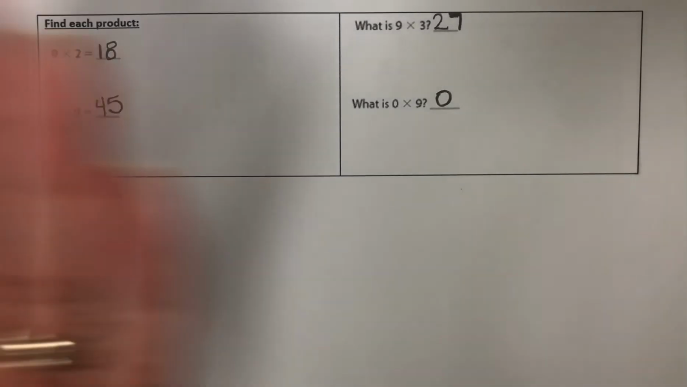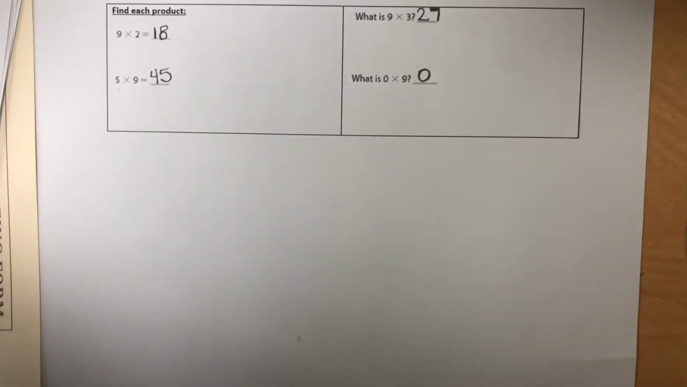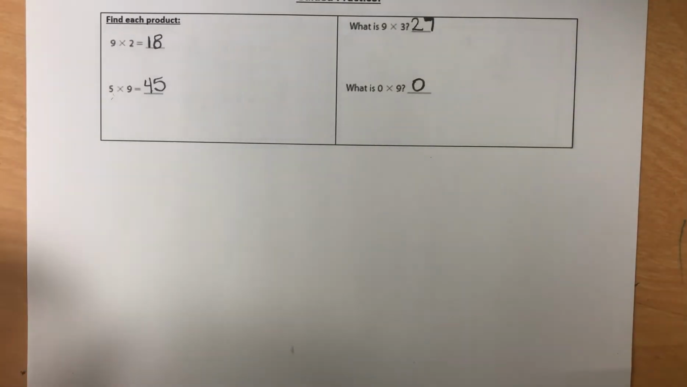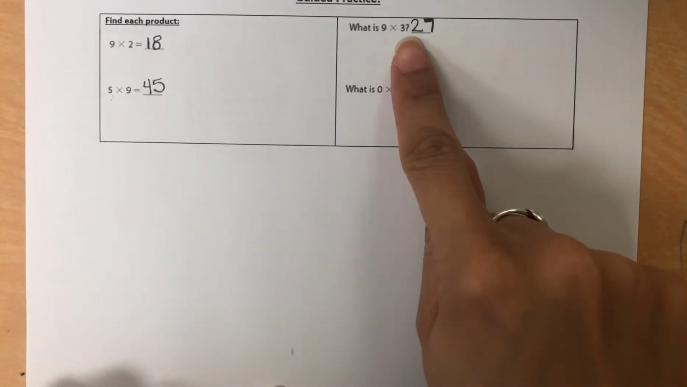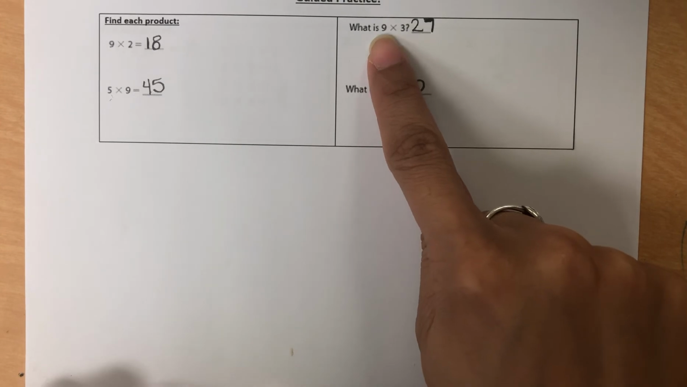Another trick that we can use with our 9s is to hold up our 10 fingers. And let me zoom out just a little bit so we can see that. Okay? So, let me zoom out a little bit more. So for this, if we're focusing our attention back on 9 times 3.